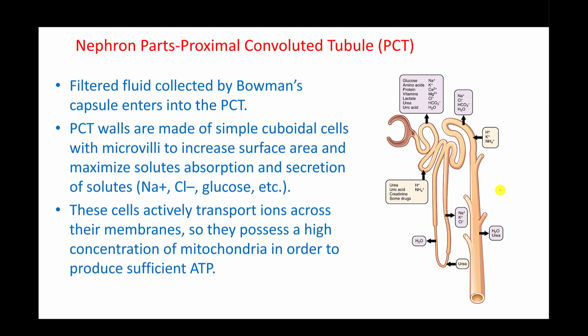Okay, so the following part, after the corpuscle, we will have the proximal convoluted tubule. Now, all of that fluid collected by the Bowman's capsule will be drained into the convoluted tubule. Here, we will have a lot of absorption happening. We will have simple cuboidal cells with microvilli to increase the surface area and therefore maximize the solute absorption and secretion.